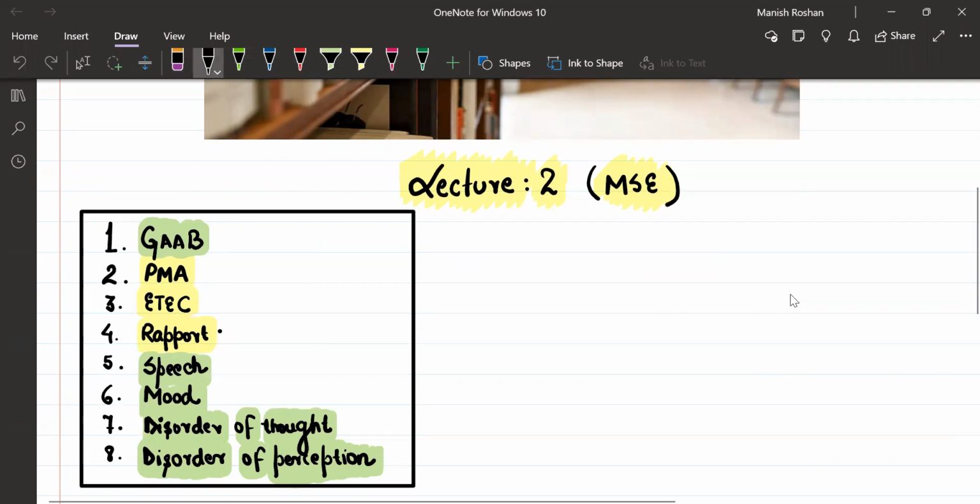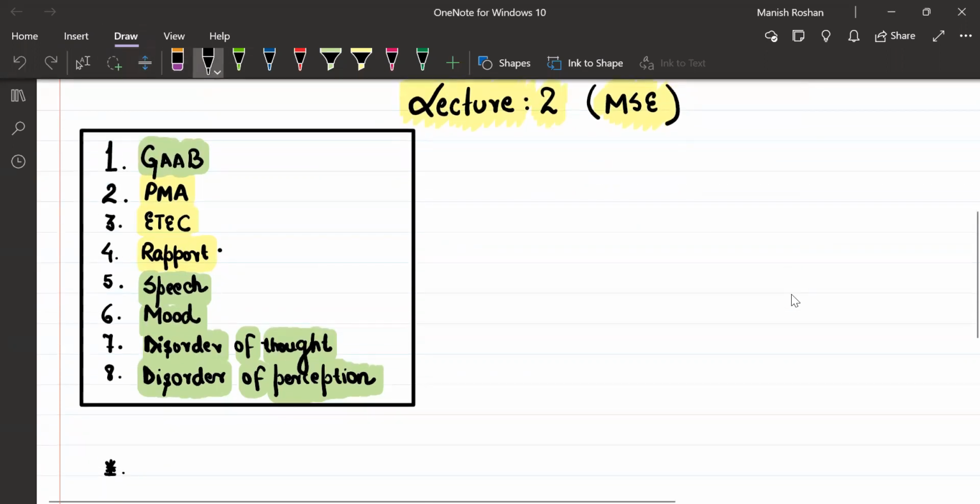The headings can be general appearance and behavior, psychomotor activity, eye-to-eye contact, rapport, speech, mood, disorder of thought, and disorder of perception. In this video, we'll be discussing each and every heading of the mental status examination. First of all, let's begin with the general appearance and behavior.